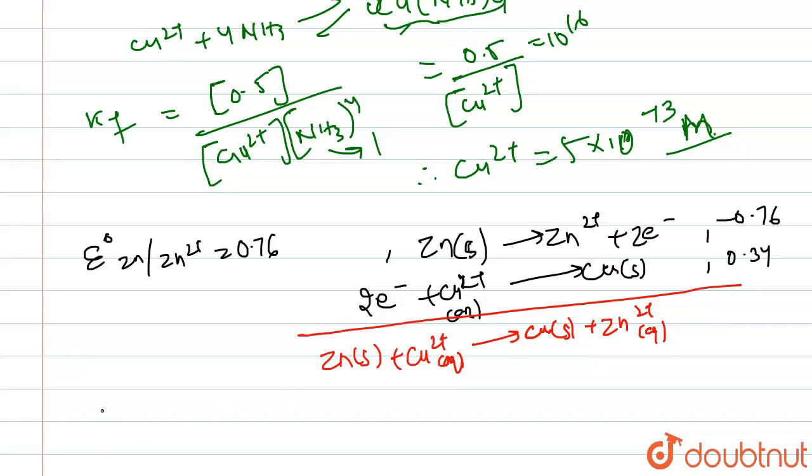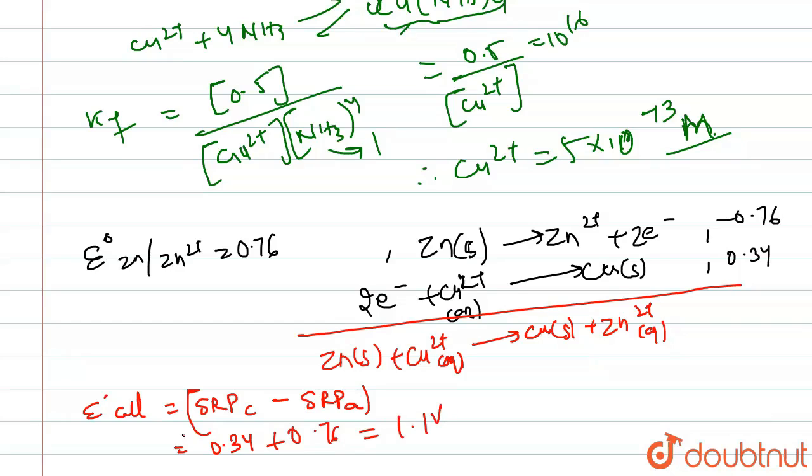As we know, E naught cell equals SRP of cathode minus SRP of anode. Let us write the values. SRP of cathode will be 0.34, and SRP of anode is minus, so minus minus gives plus. This will be plus 0.76, which equals 1.1 volt. So the value of E naught cell will be 1.1 volt.